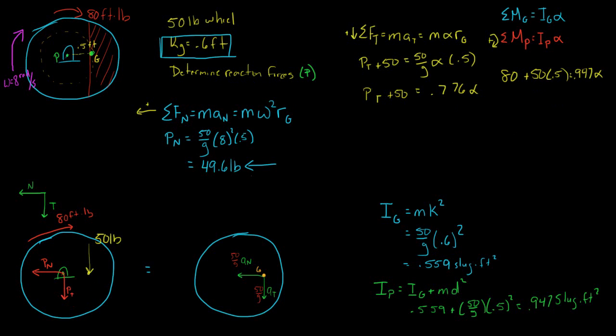It is equal to this 0.947 alpha. And right here I can directly solve for alpha, and alpha is going to be equal to 110.8 radians per second squared. It's going that way. I can plug this alpha right here back into this equation, and I can solve for my tangential force, and my tangential force is equal to 35.9 pounds, and it's positive, so it's going down.